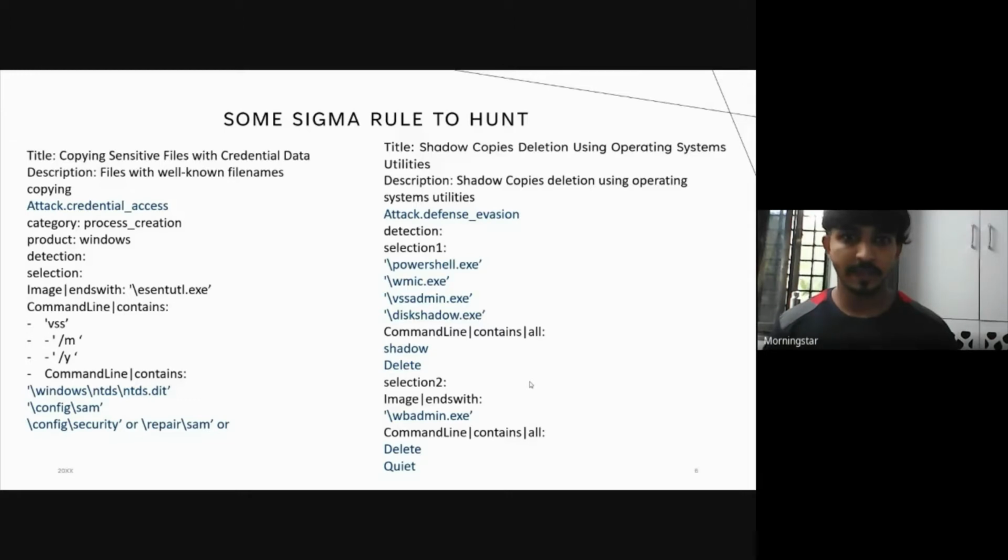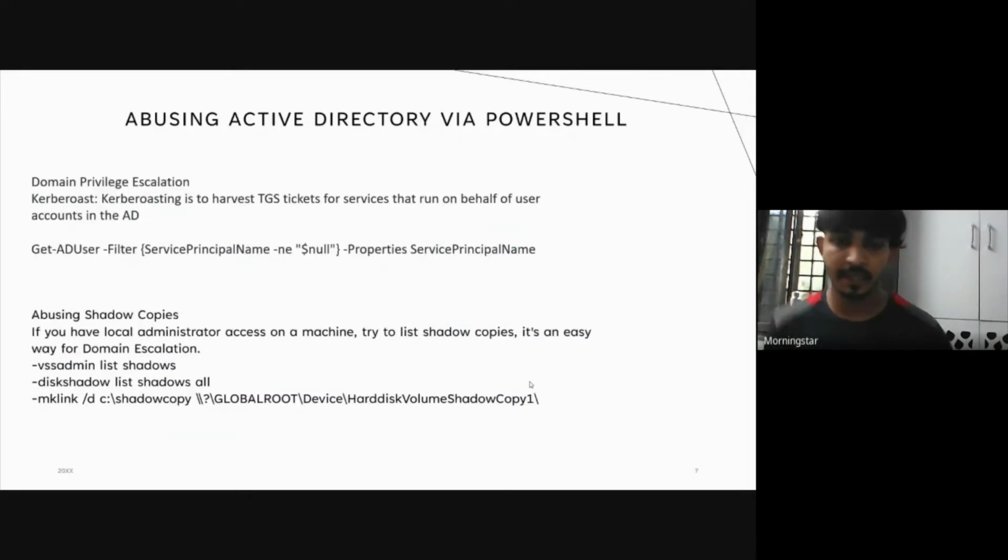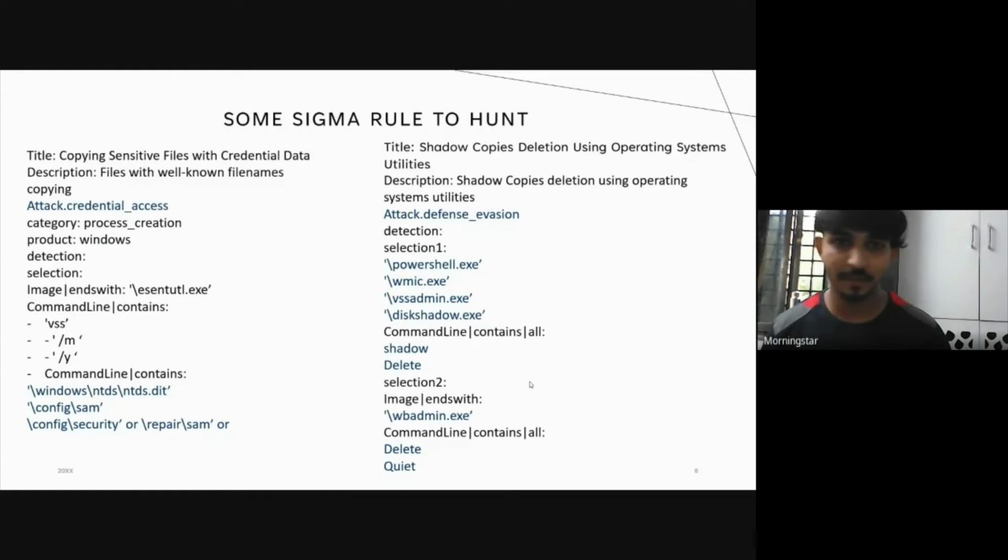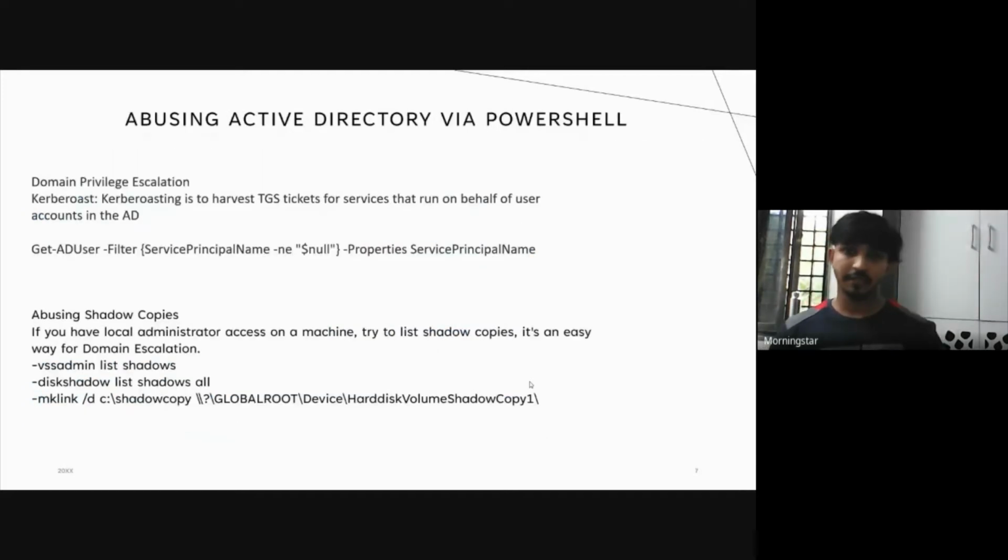So the next slide is abusing Active Directory. There are so many Sigma rules, but I don't want to go through all of them. If you need my help in understanding Sigma rules or creating new ones, because I am creating some myself, or if you want to contribute or collaborate with me, I will definitely be happy to help you, and I'm happy if you help me. So the next one is abusing Active Directory by PowerShell.